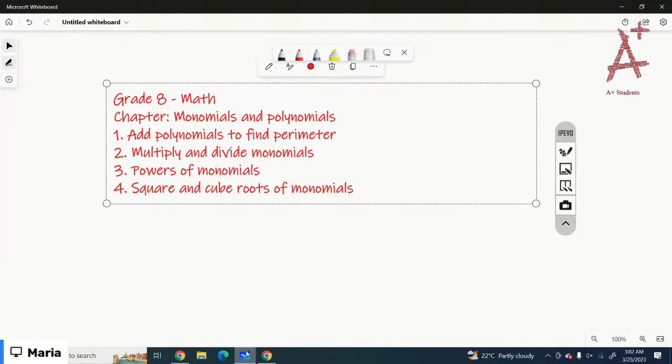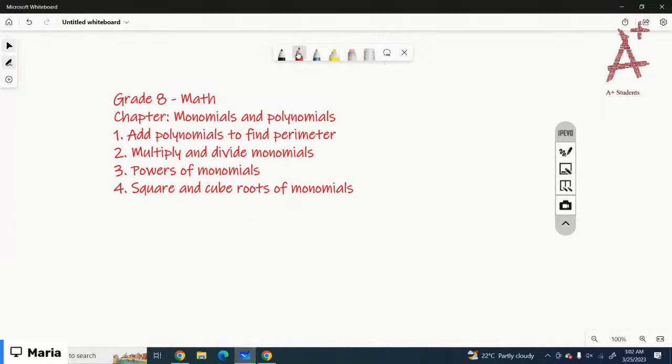So we're going to start with grade 8 maths. You can find all the lessons on aplusstudents.com. You have to log in there using your email address, and the password is provided by the administrator.